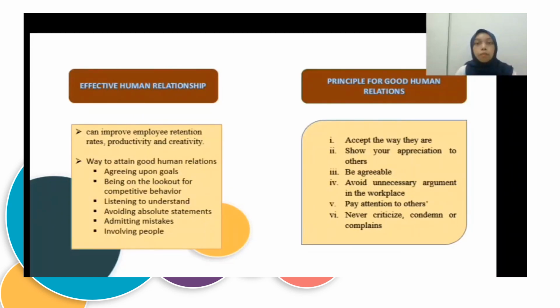Next are the principles for good human relations. Good human relations come from accepting people the way they are, showing your appreciation to others, being agreeable, avoiding unnecessary arguments in the workplace, paying attention to others, and never criticizing, condemning or complaining. This will make others feel comfortable working with you in the workplace.